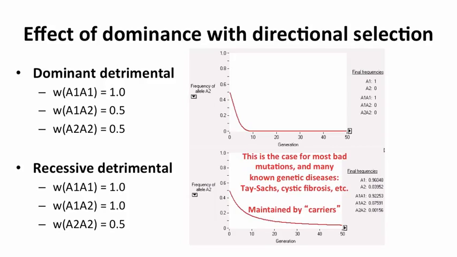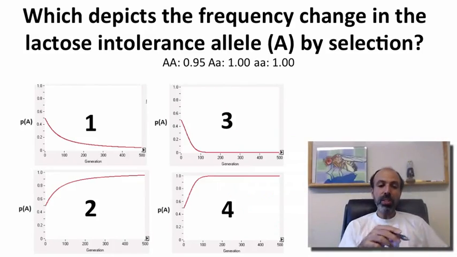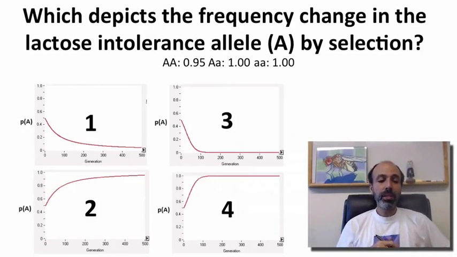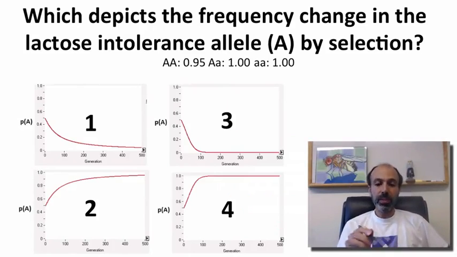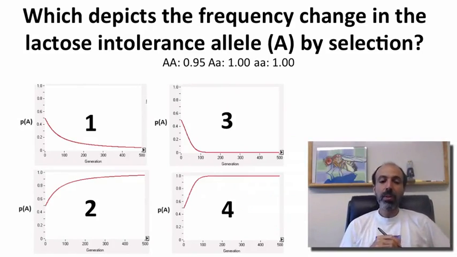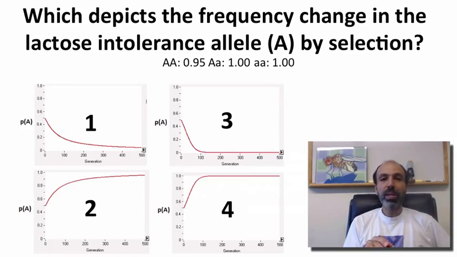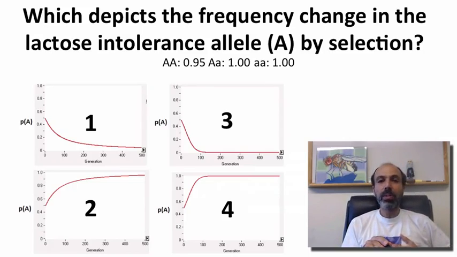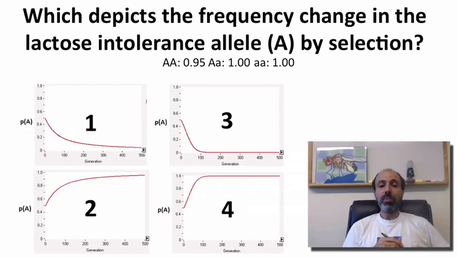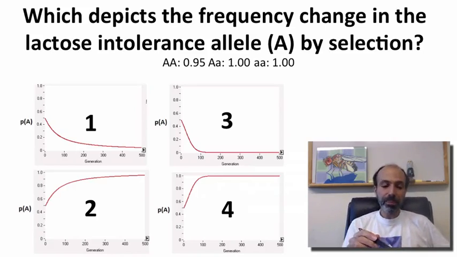Now let me give you a problem to try. Which of these depicts the change in lactose intolerance allele? This is the big A that we talked about in the previous lecture by selection. So I've given you here the relative fitnesses. Big A has a relative fitness of 0.95. That is when it's lactose intolerant. That's also the ancestral type. Big A little a has a relative fitness of 1.0. And little a has a fitness of 1.0.